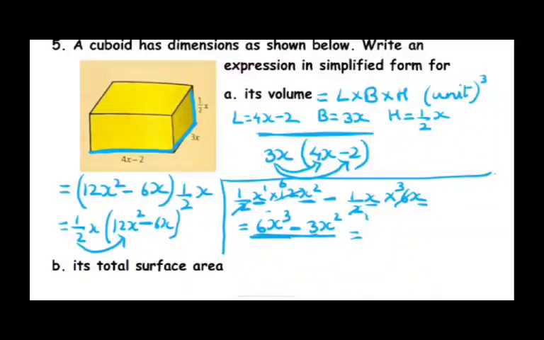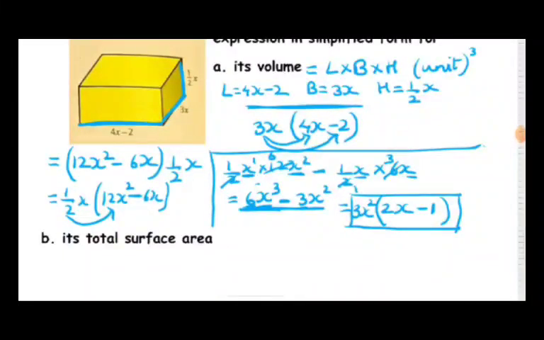3 is the common factor between 3 and this 6, so I bring 3 outside. 3 2s are 6. But children, it's not only 3 that is going to stand outside. We have x cube and x square, so I'll have 3x square outside. 2x inside minus 1. So that's your expression for the volume of this cuboid.